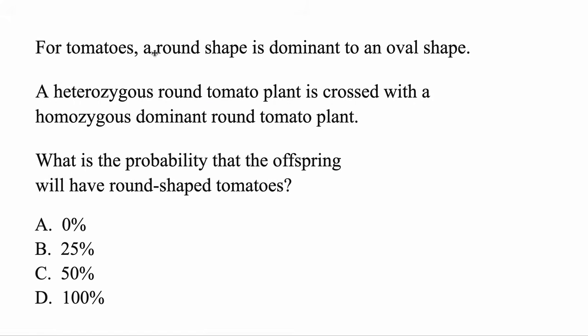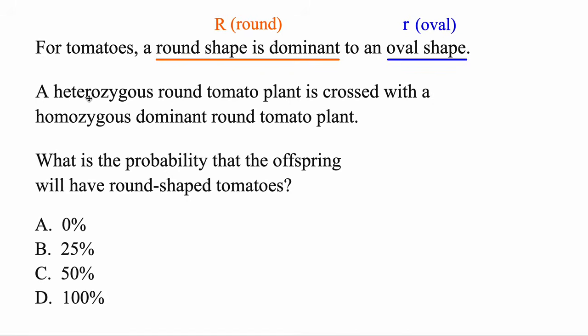For tomatoes, a round shape is dominant to an oval shape. Well, once you see dominant, let's come up with a letter to signify this. Now, a round shape, we could just use R for round and make it capital since it's the dominant trait. But it's dominant to an oval shape, so this is the alternative. But instead of using an O, we're always going to use a lowercase letter that we've already used before. So we'll use little r to indicate oval.